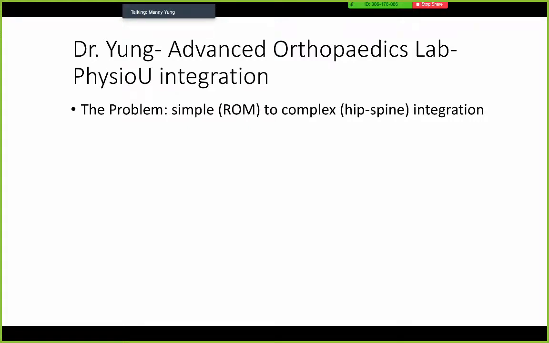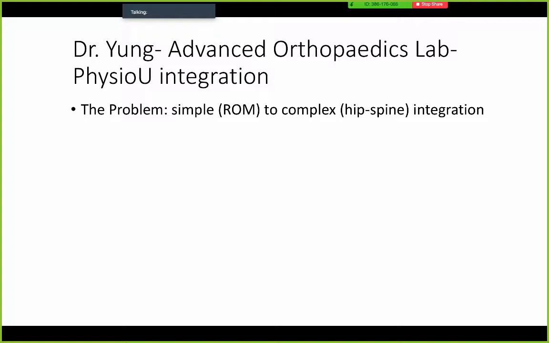So, as I mentioned earlier, the connection between semester one, where they're learning simple concepts from range of motion, MMT, gait, palpation, to semester four, where they have to integrate what they learn into a more complex format. So, being able to integrate, let's say, the peripheral joints, such as the hip, adding the spine content into it. So, an example would be here.